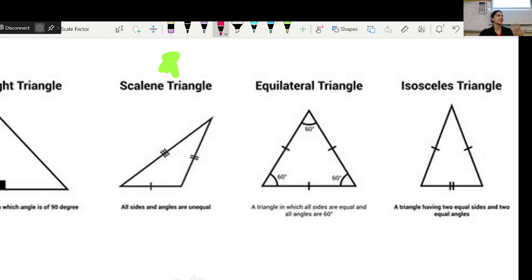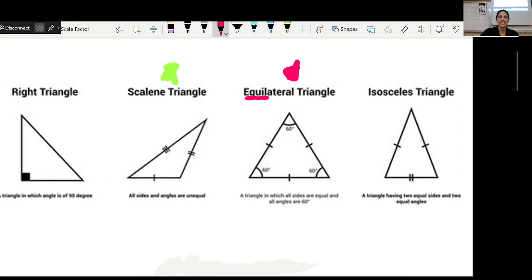Equilateral, I feel like the name kind of says it all, but what do we know about equilaterals? Helena? All the sides are the same. What else is all the same? All the angles are also the same. So that's the deal with an equilateral, and I feel like this is true of so many things. A lot of times the name kind of gives you hints as to what it is. And then the last one is an isosceles.